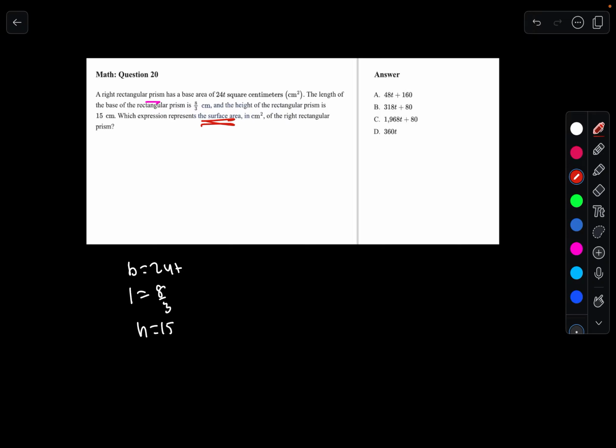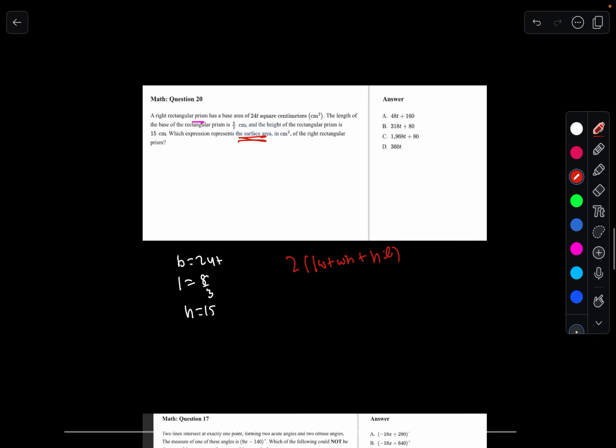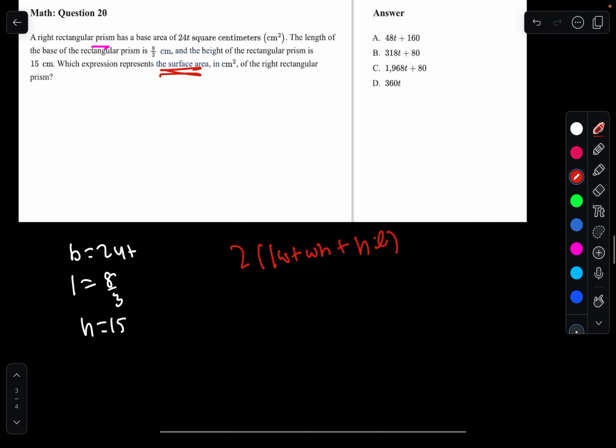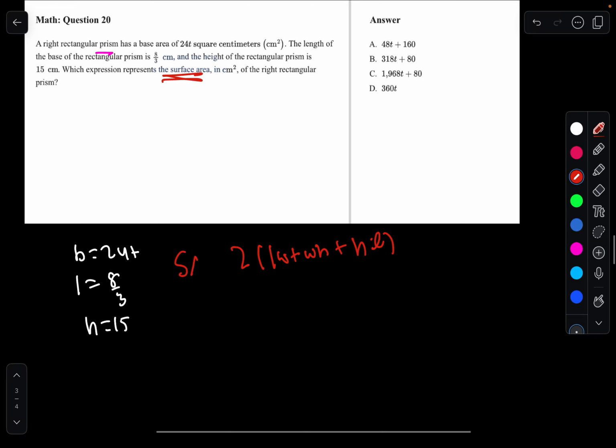So the surface area formula, you should remember this. 2 times length times width, plus width times height, plus height times length. An easy way to remember this is that each one needs to be multiplied by the other ones. So length needs to be multiplied by width, length also needs to be multiplied by height, and width needs to be multiplied by height. And there's a 2 on the outside. So SA is equal to this.